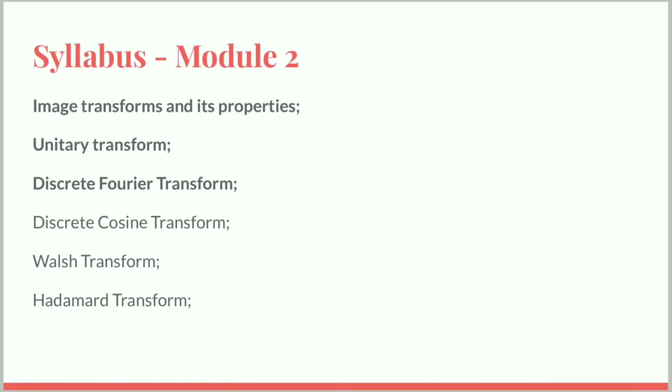This is the syllabus for the second module as prescribed by the university. Image transforms and its properties, namely that of unitary transforms, discrete Fourier transform, discrete cosine transform, Walsh transform, and Hadamard transform. In this presentation, I will be discussing image transforms and the properties of unitary transforms and DFT. For DCT, Walsh, and Hadamard, I will be preparing a separate video presentation.